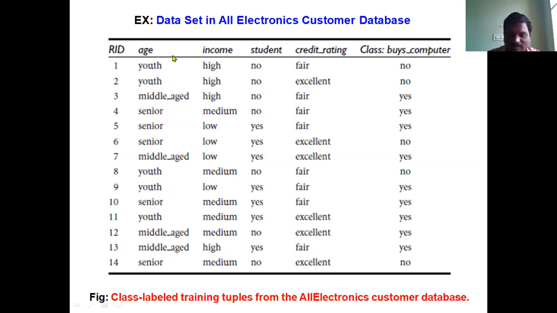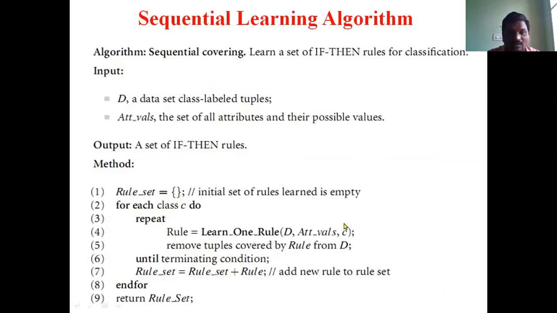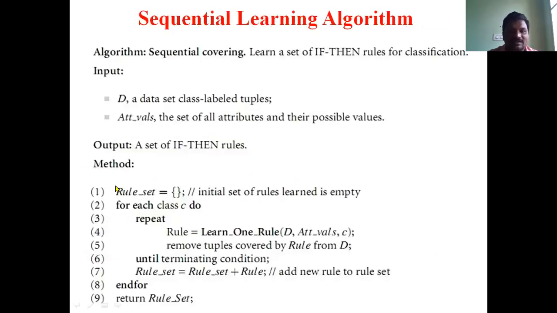For the first rule, you have to remove the covered information, these three rows. Each time a rule is learned, the tuples covered by the rule are removed. This process repeats on the remaining tuples until a termination condition is met. In this way we come to the second rule: how many tuples does the second rule cover? We remove those tuples, and continue until the termination condition. This is the sequential covering algorithm.